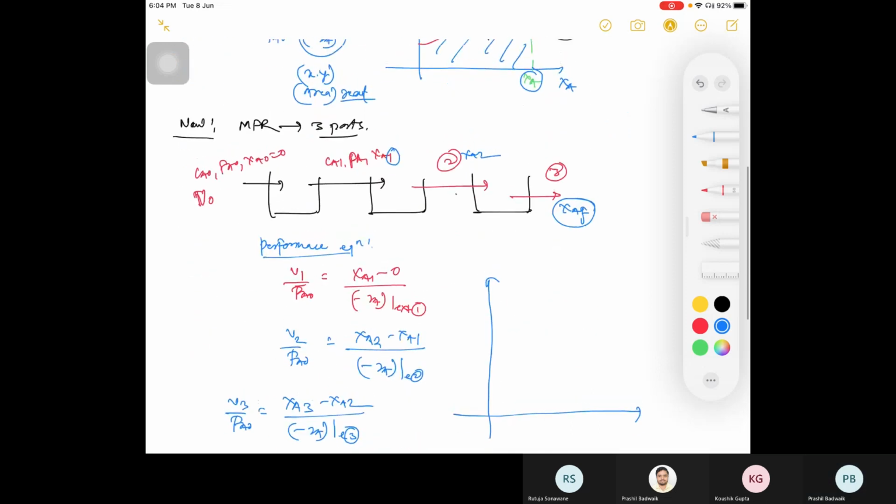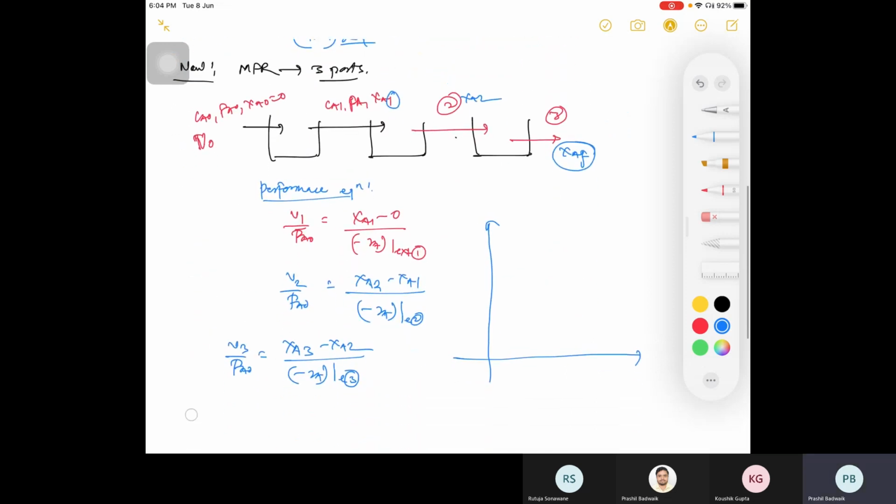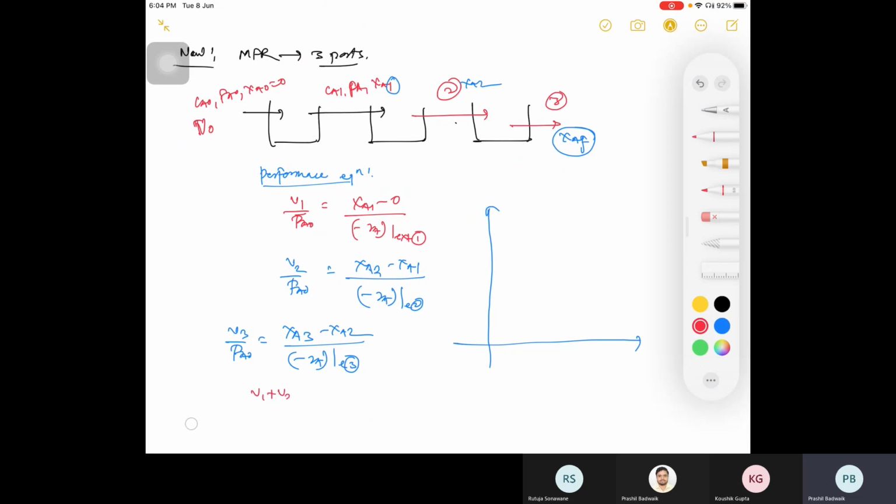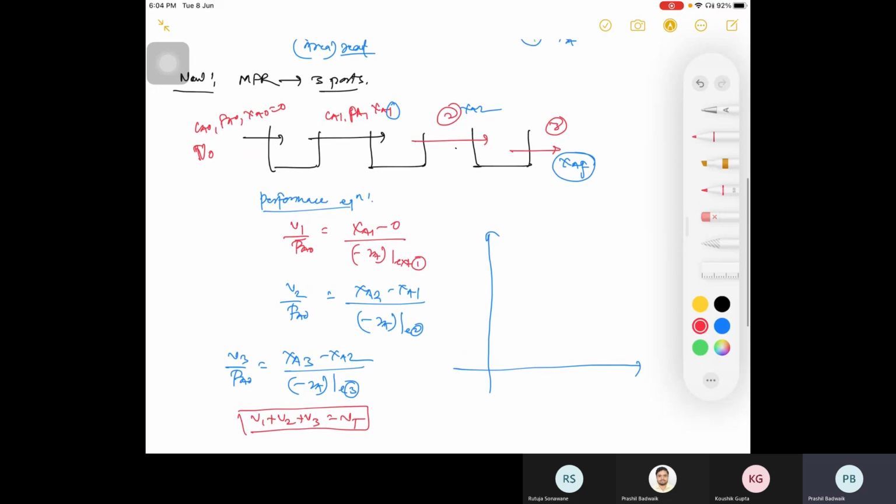Okay, now tell me, before this I had said what is your V1 plus V2 plus V3, that is equal to V total, right? Now please tell me, this is your curve and here you are getting this XA1 conversion, this is your XA2 conversion and this is your XA final conversion. Corresponding this is 1 by minus RA at exit of 1, this is 1 by minus RA exit of 2 and this is your 1 by minus RA at exit of 3. These are 3 points.